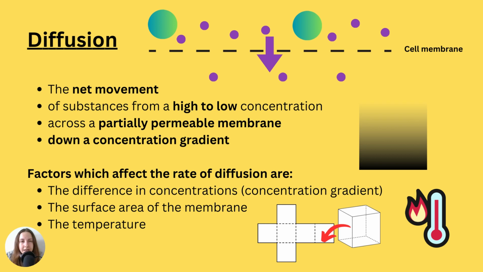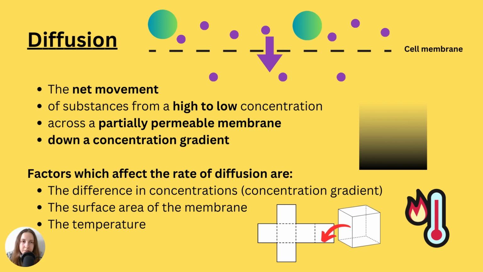Factors that can affect the rate at which this happens include the difference in concentration. From one side of the membrane to the other, if there's a high concentration gradient, those substances will move more quickly. The surface area, like I mentioned, is vitally important. If you have a large surface area, that means more diffusion can take place. And also, the temperature can affect how quickly diffusion happens.